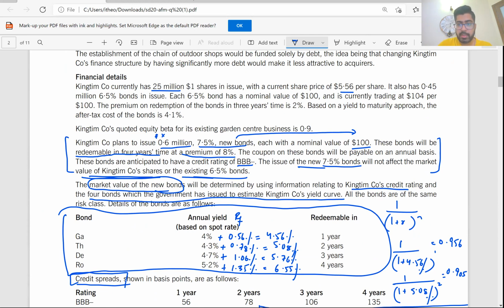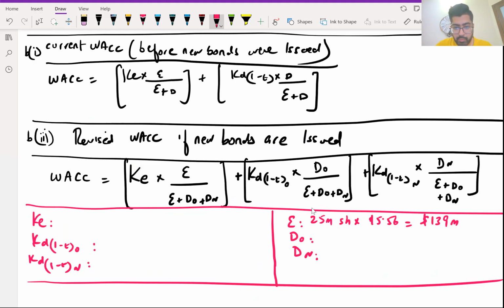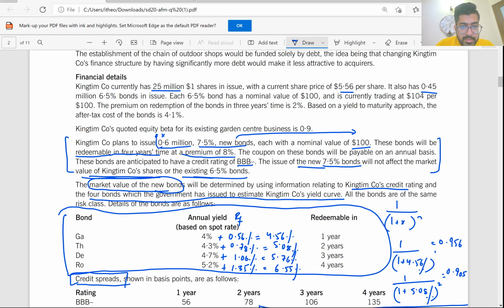Now, old debt, market value of old debt. It's a 45 million bond. 45 million was the bond's book value, trading at 104 by 100. So existing bond is 45 million, trading at 104 by 100, which gives 46.8 million. This was also not changing. Okay. Now, market value of new debt. New debt is 0.6 million bonds at a value of 100. That means 60 million of new bonds have been issued.